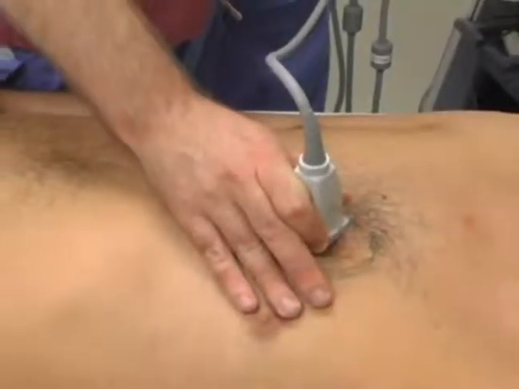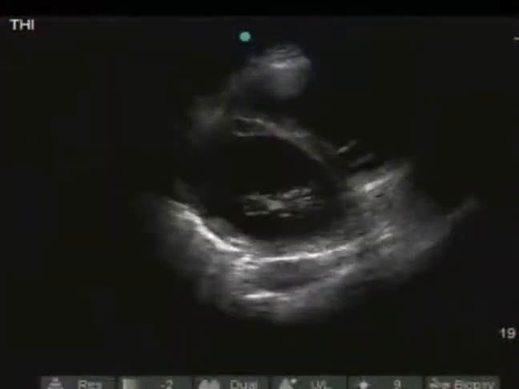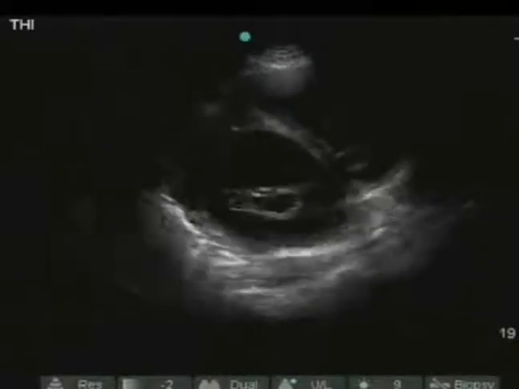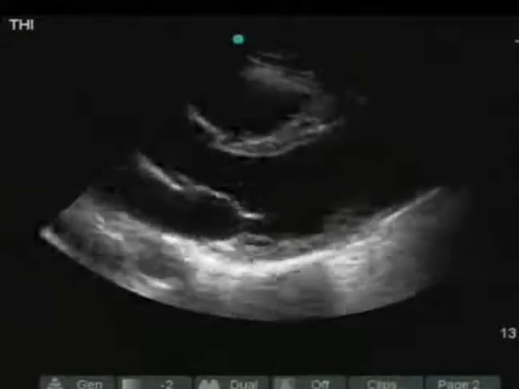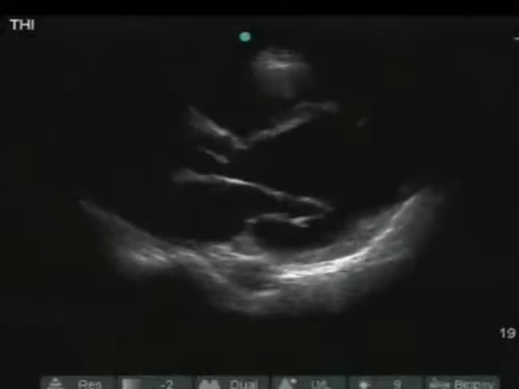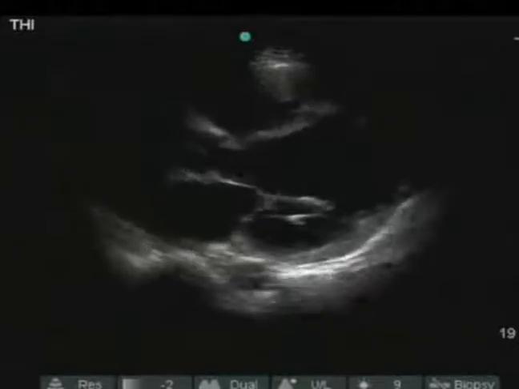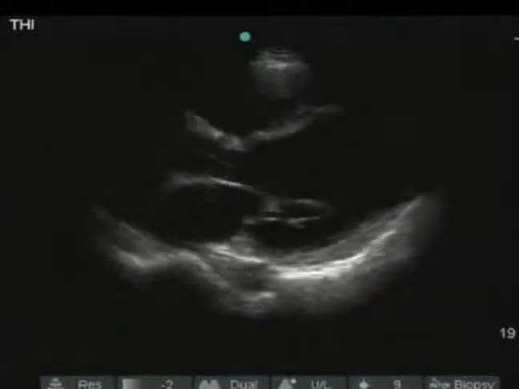Limited ED echo provides a qualitative assessment of cardiac contractility. It has been shown that emergency physicians can accurately recognize severely diminished ejection fractions. Here is a peristernal long axis view of a normal heart. Note the forceful ventricular contractions. Contrast that with this peristernal long axis view of a severely hypokinetic heart. Note the barely discernible movement of the ventricular walls.